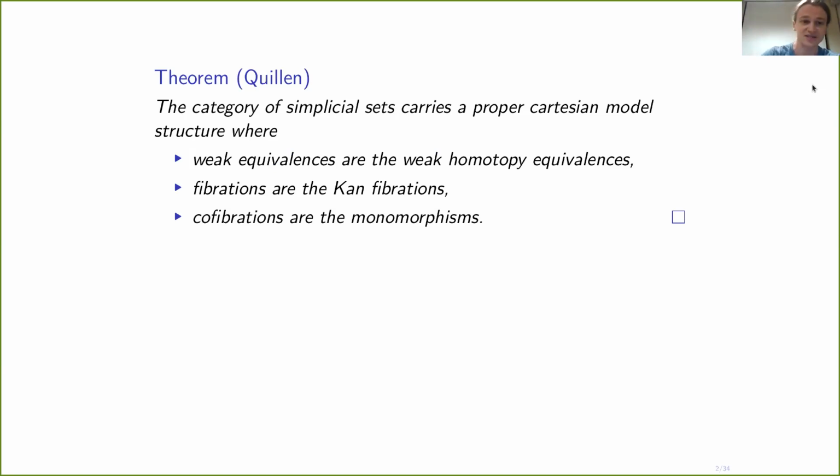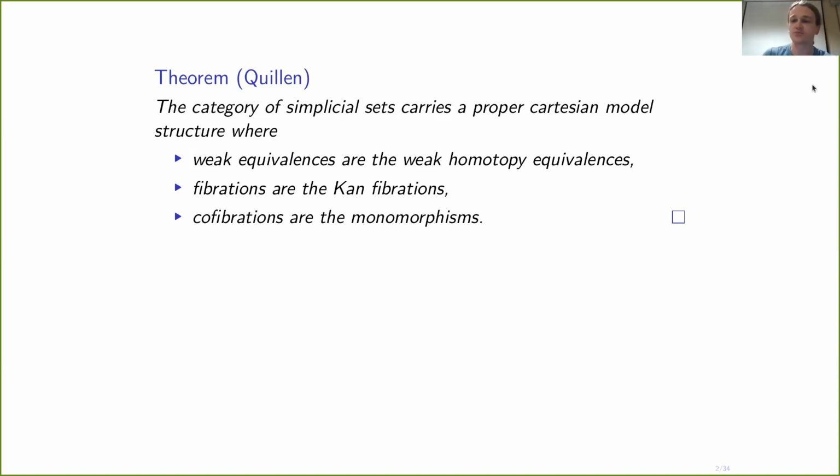So here's the classical theorem of Quillen, which says that the category of simplicial sets carries a proper and Cartesian model structure where weak equivalences are weak homotopy equivalences, fibrations are Kan fibrations, and cofibrations are the monomorphisms. This is a very old and classical theorem proven by Quillen in the 60s, at the same time when he introduced model categories in the first place. And since then, it became a foundational result in homotopy theory. A lot of what algebraic topologists and homotopy theorists do builds in many ways on this result.